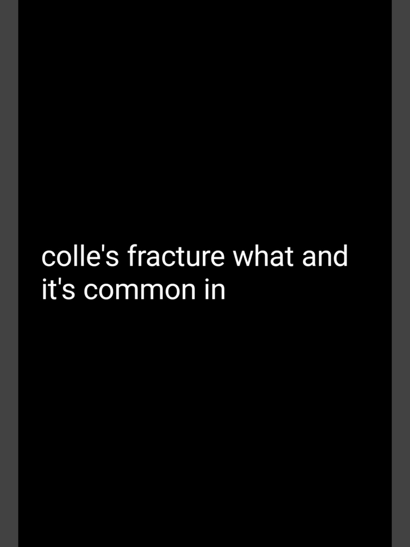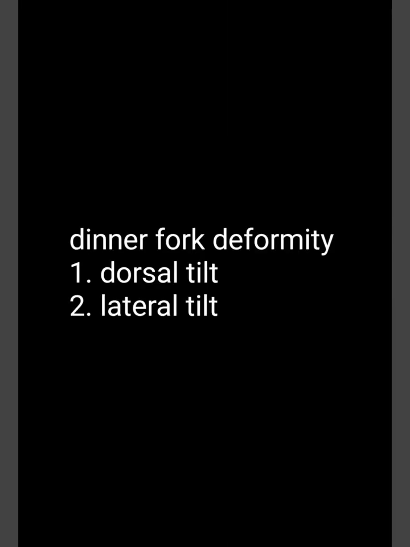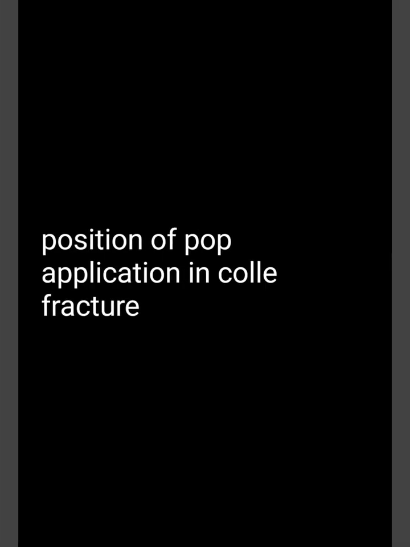Colles fracture, what and it's common in? It's fracture of distal end of radius at corticocancellous junction. Common in elderly postmenopausal women. Displacements in Colles fracture, dinner fork deformity: 1. Dorsal tilt. 2. Lateral tilt. Position of POP application in Colles fracture: hand shaking position.